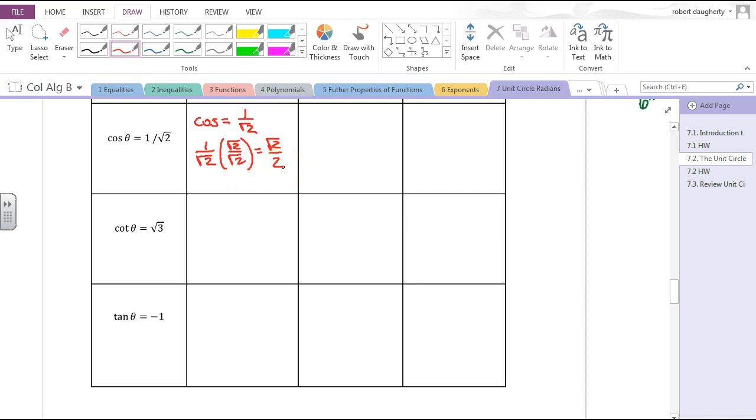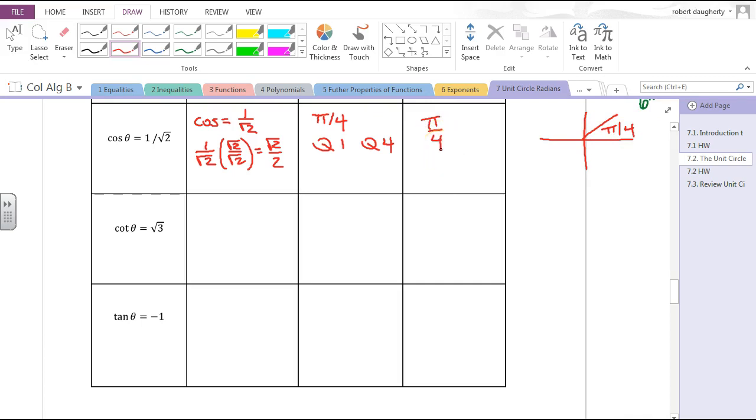So cosine is the x value. Where on the unit circle do I see an x value of square root of 2 over 2? That happens at pi over 4. Okay, so pi over 4, it's positive. Where is the cosine positive? Cosine is positive in quadrants 1 and 4. So let's figure out that angle. In quadrant 1, that angle is just pi over 4.